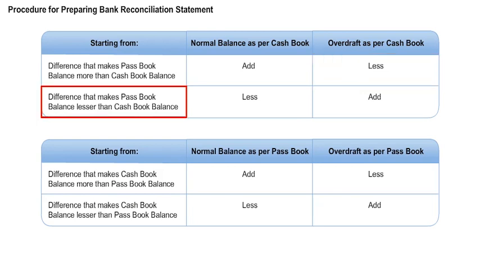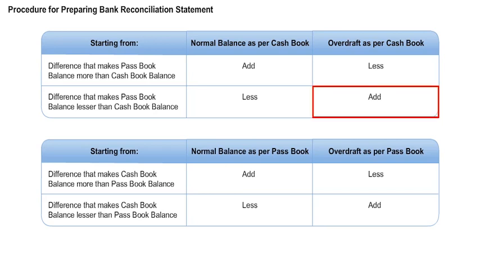Another difference because of which the passbook overdraft balance is lesser than cash book balance. Suppose the bank has charged interest on overdraft. We were not aware of it, so there was no entry in the cash book. So cash book overdraft remains at the same level. But because the bank has charged interest on overdraft, the bank's overdraft balance has further increased, right? We are starting from here and we want to go here. So you will basically add the difference.